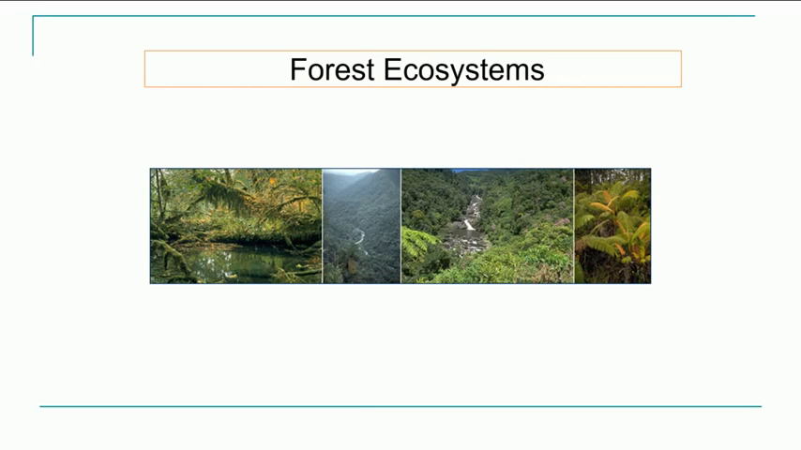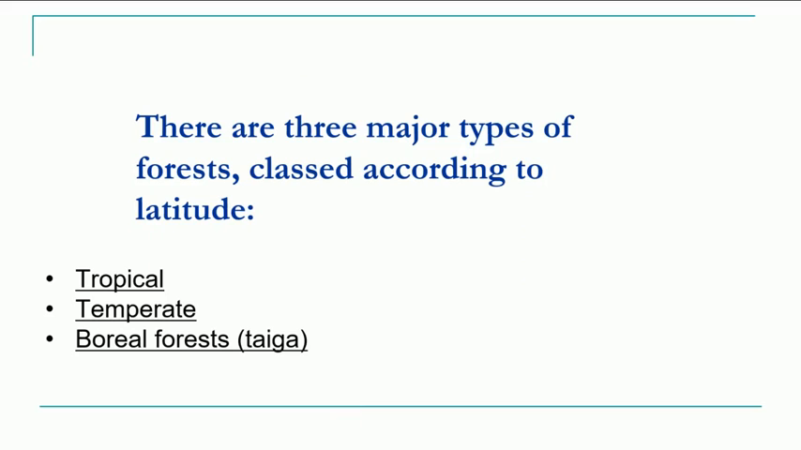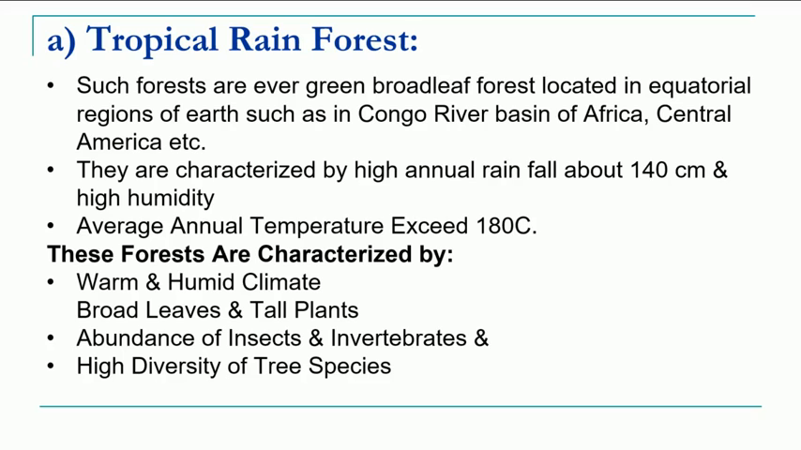So let's have an overview of a forest ecosystem. So there are three major types of forest which are found in the world according to the latitude. So what are these three important types? Tropical forest, temperate forest, and the boreal forest, which is also called the taiga forest. So let's study each one by one. So the first type of forest is tropical rainforest.